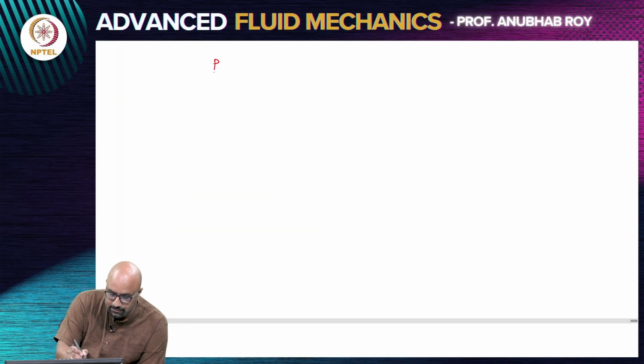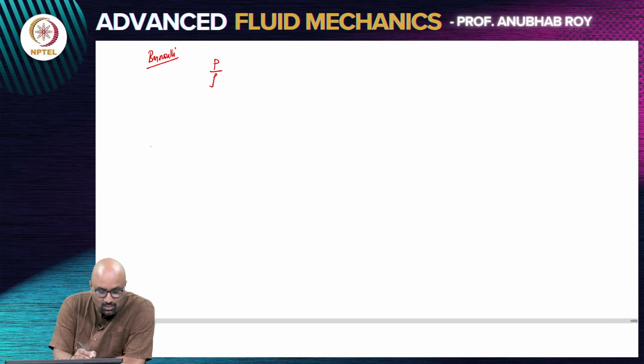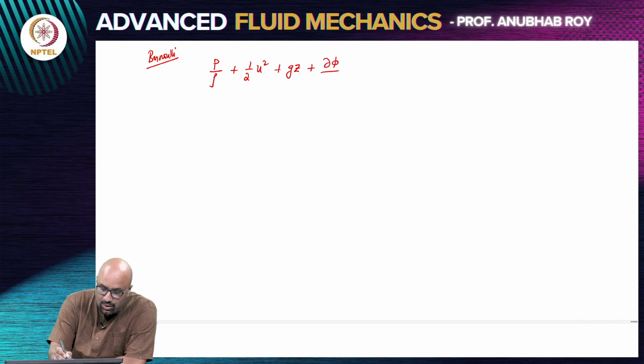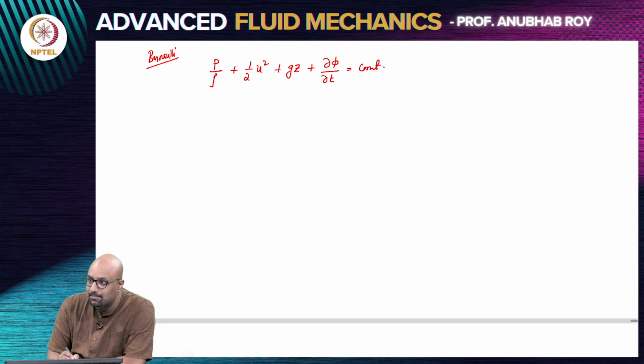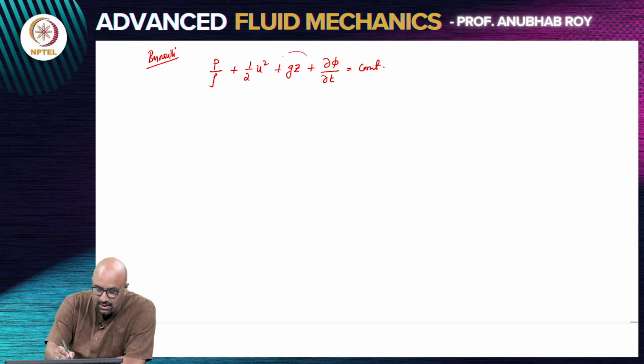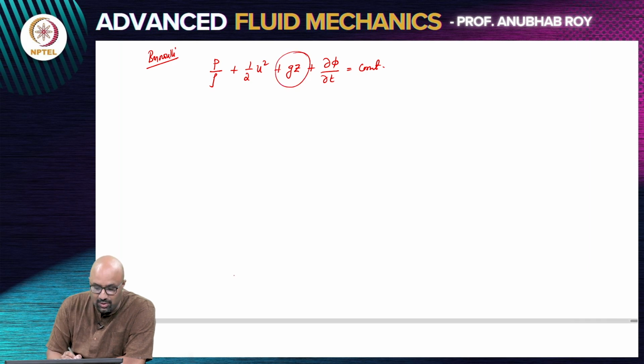Now, what is p? Here we use Bernoulli. So, we fall back to our favorite Bernoulli's equation, and Bernoulli's equation here tells us that p by rho plus half u squared plus g z plus dou phi dou t, because it need not be a steady motion, is equal to a constant. I am not going to be interested in any height differences. So, I am going to ignore the fact that may come due to buoyancy effects. So, for the time being I am just going to focus on this.